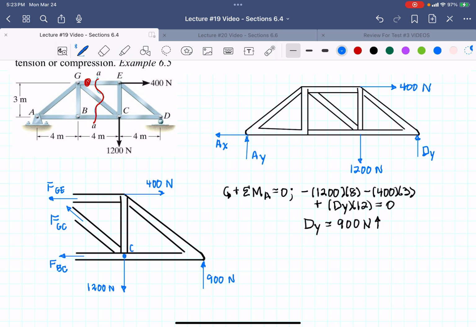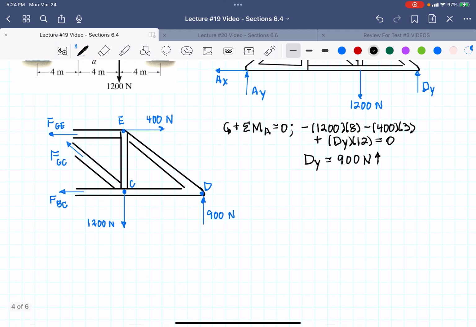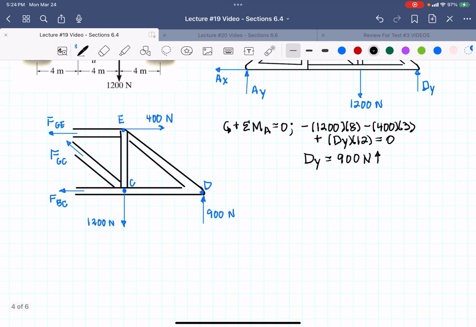So let's put our points on here. So this is point C, this is point E, this is point D, because now I'm going to take my moments. I am going to take my moments about point C because that will allow me to solve for FGE because FGC and FBC go through C. So I am going to do my counterclockwise. It's positive. Sum of the moments about point C equals 0.